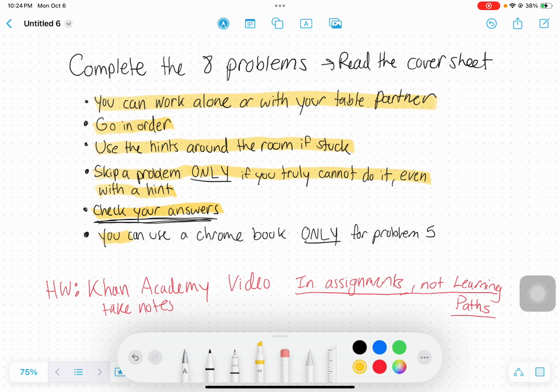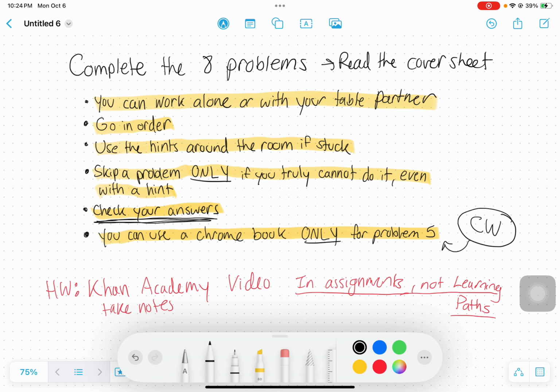For problem number 5, you need to use your Chromebook. There is a video posted in Schoology. Remember that things in Schoology are posted under CW if we're using them in class for class work. So for problem number 5 only, you may get out a Chromebook and work on problem number 5 by watching the video that's in there.